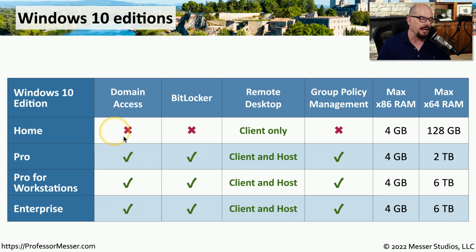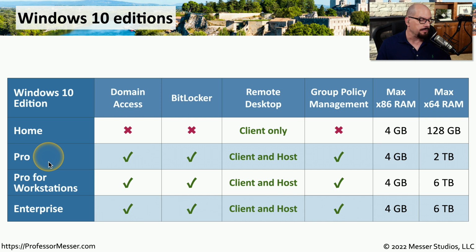Here's a summary of the capabilities available in these different Windows 10 editions. Windows 10 Home does not allow you to connect to a domain. It does not support BitLocker. It only allows you to use a client for remote desktop, and it does not have group policy management built into the operating system. This Home edition of Windows 10 supports a maximum of 4 gigabytes of memory if you're running on a 32-bit operating system, and the 64-bit version supports a maximum of 128 gigabytes.